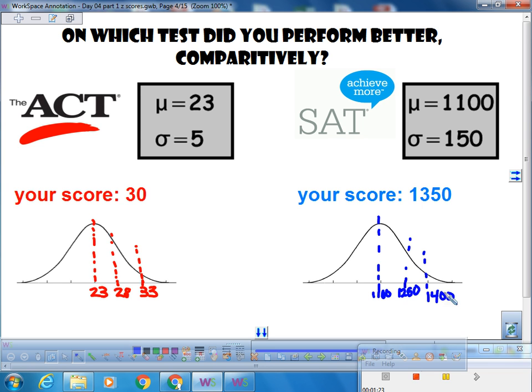What if I told you that somehow I could take the standard deviation and the mean and convert both of those scores into something that I can compare? There would be dividing involved.